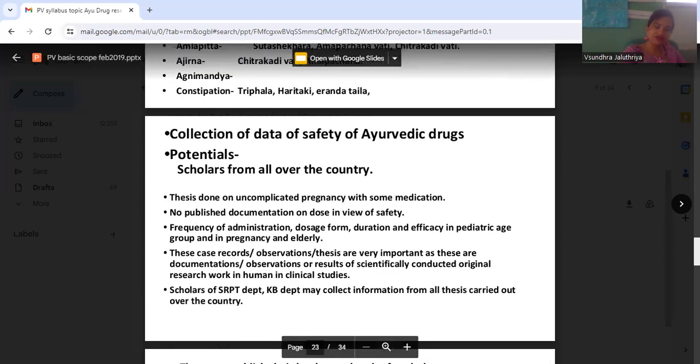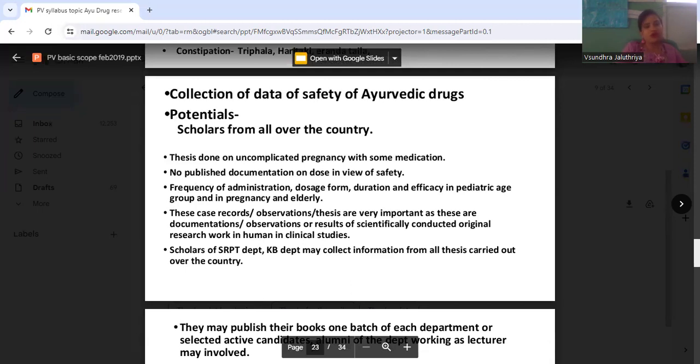Collection of data on Ayurvedic drugs from potential scholars all over the country. Theses done, accomplished pregnancy with some medications, but there is no published documentation on dose, safety, frequency of administration, dosage form, duration, efficacy, and pediatric age group, pregnancy and elderly. These are the case record observations. Theses are very important: they are documentation, observation and results, scientifically conducted original research work in human clinical studies by scholars of many communities.